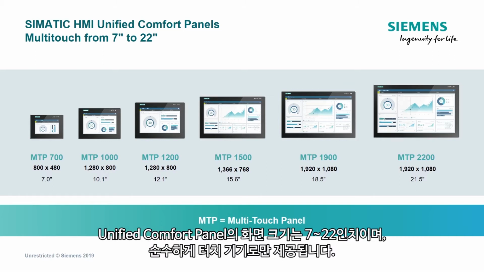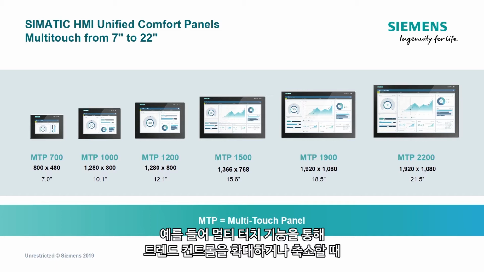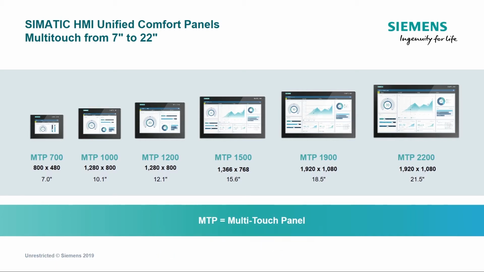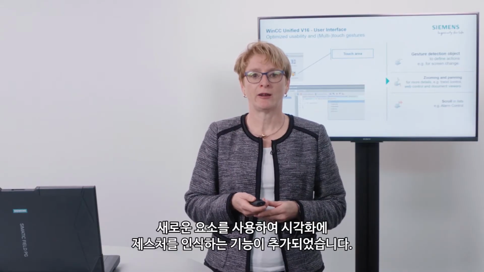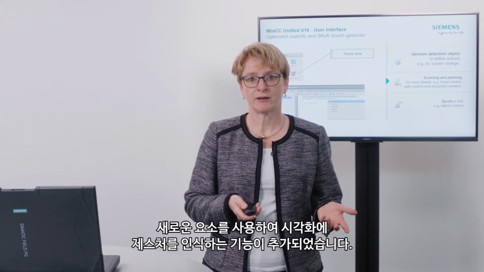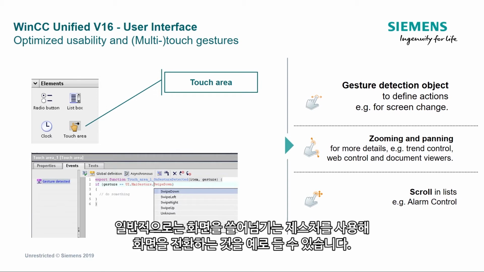Unified comfort panels are offered in screen sizes from 7 to 22 inches and are available as purely touch devices. Multi-touch support, for example when zooming in and out of trend controls, supports efficient operation. Gesture recognition in the visualization using a new element, the touch area, is new. This can be freely positioned in a screen and initiates events for different gestures. A typical use case is changing screens when a swiping gesture is made.